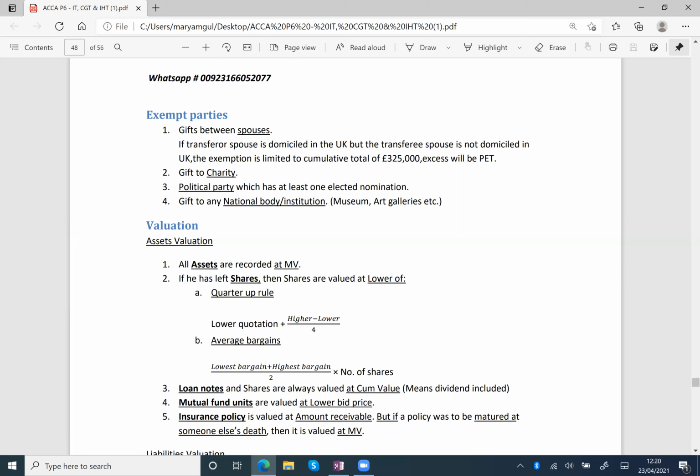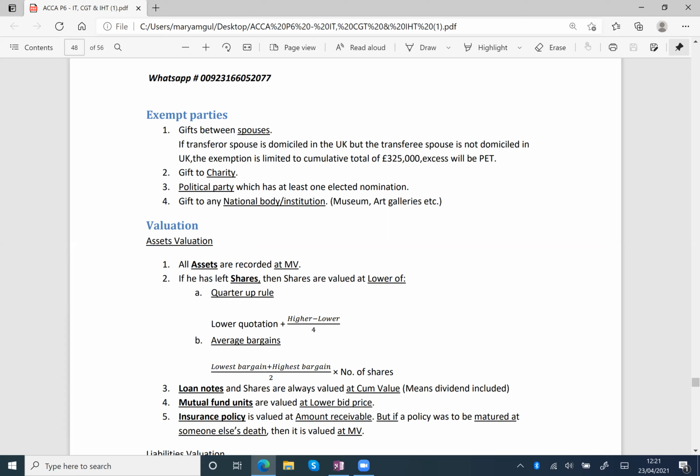If the transferor spouse is domiciled in the UK, but the transferee spouse is not domiciled in the UK, the exemption is limited to a cumulative total of £325,000, and the excess will be a PET. Transferee spouse means who is receiving the gift. So if the transferee spouse is not domiciled in the UK, then up to £325,000 of gift is exempt. The excess will be treated as a normal PET lifetime gift, and normal rules will apply. How to calculate the tax on a PET, I already told you in the above question. So up to 325 is exempt, and the excess will be a normal lifetime gift PET, and you have to pay the tax in the normal way, just like a PET.